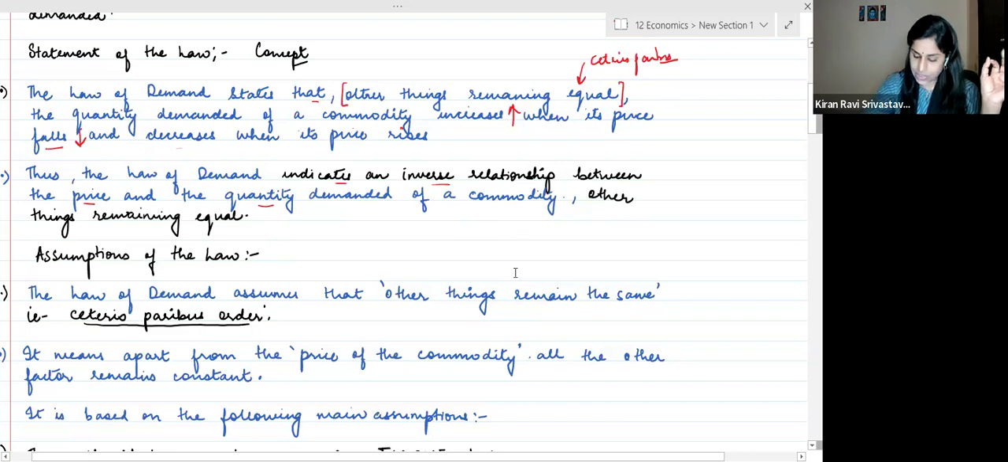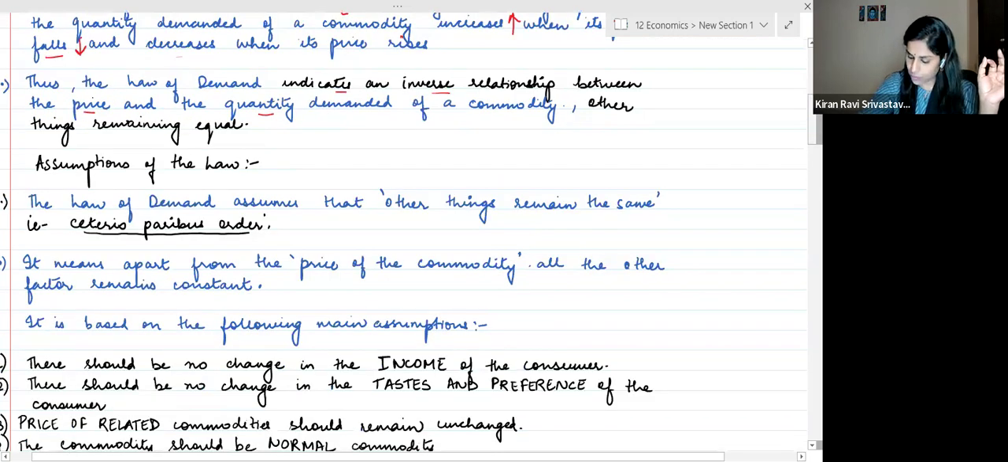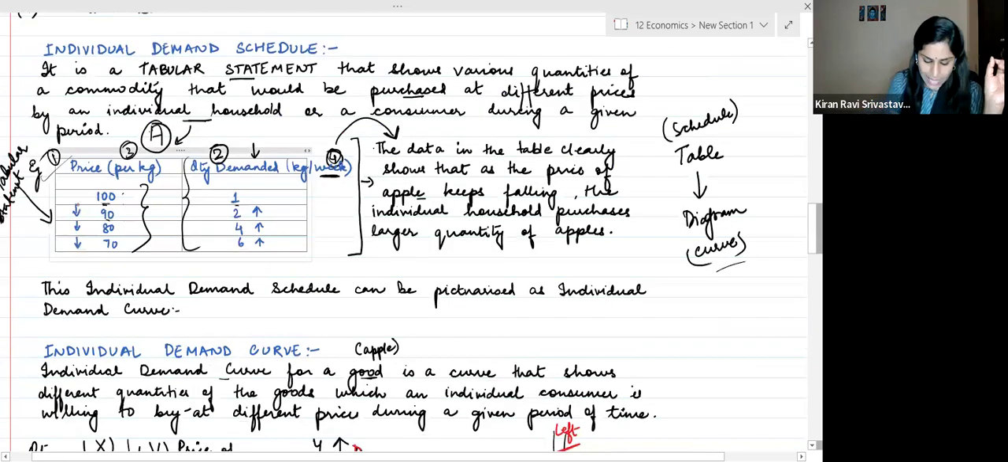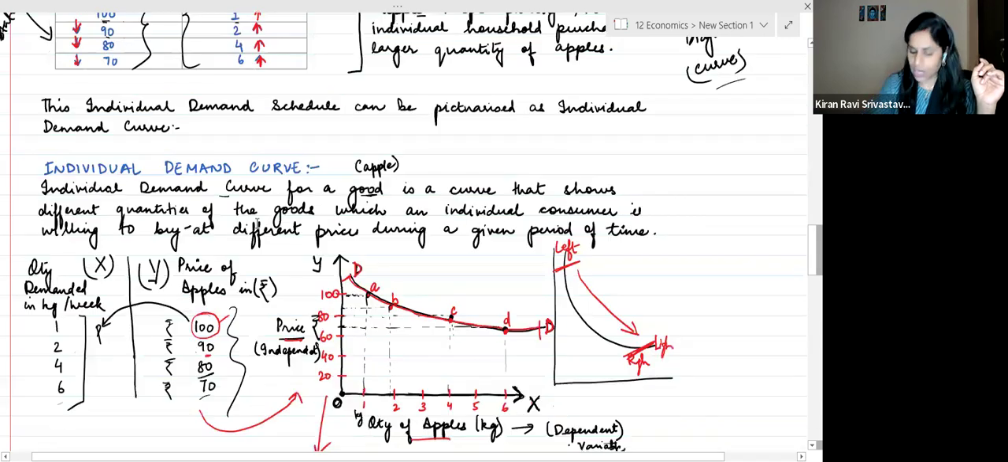Can I say that I have proved the law of demand through the demand schedule and demand curve? Because as the price was falling, my quantity demanded was increasing, which shows the inverse relationship. Here you are just seeing it through numbers, but in the curve it is also very clearly visible that as my price is rising, my quantity demanded is falling.